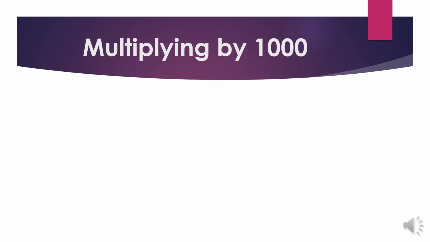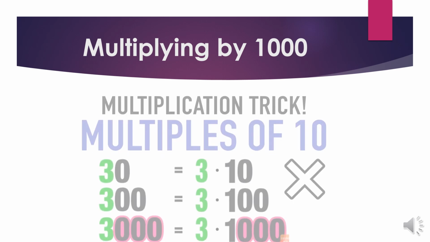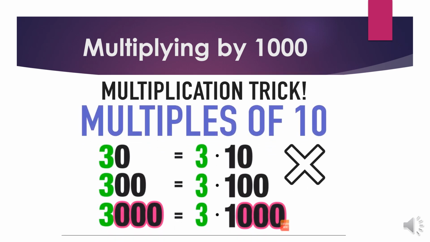Now let's talk about multiplying by 1000. It's the same as when we were multiplying by 10, we were adding one zero. When we were multiplying by 100, we were adding two zeros along with that number. And when we are multiplying by 1000, yes, we are adding three zeros along with that number. So 3 times 1000 will be 3000. So what is the difference between 10, 100 and 1000? In 10 there is one zero, in 100 there are two zeros, and in 1000 there are three zeros. So we will add the zeros according to the multiplier and that number will be the same, we just add the zeros at the end.